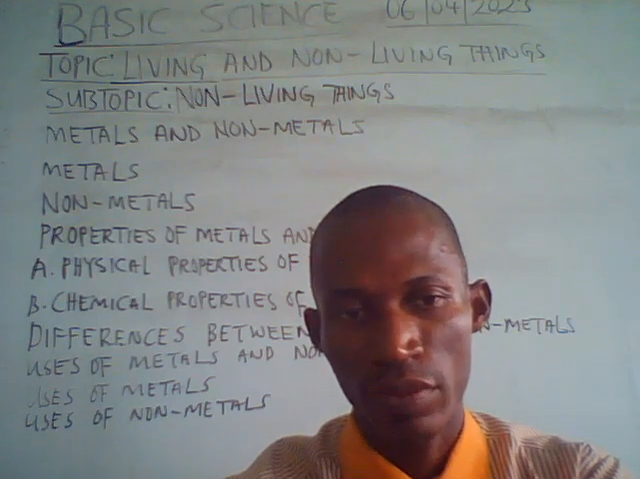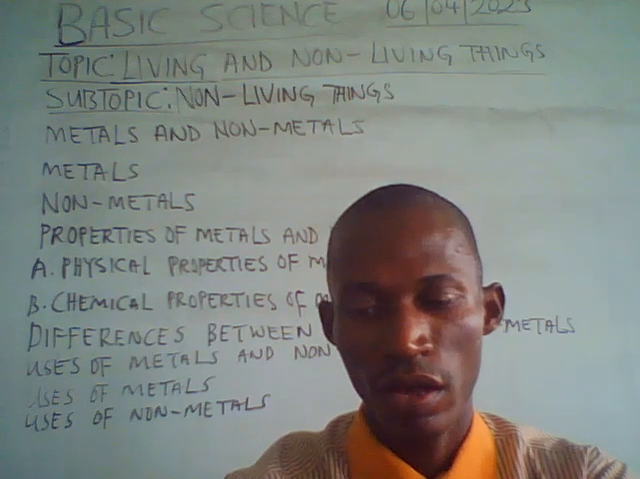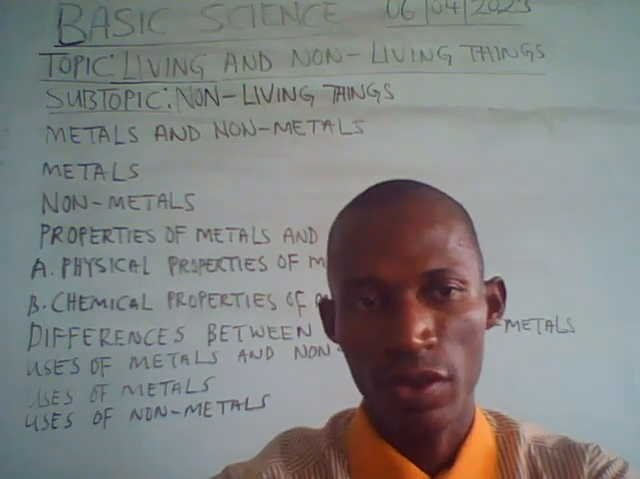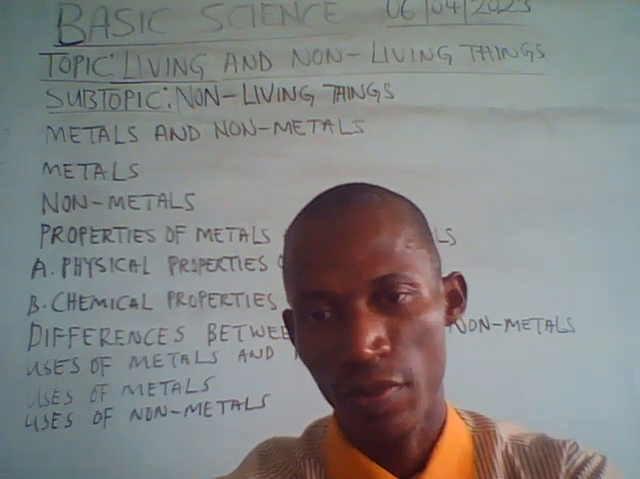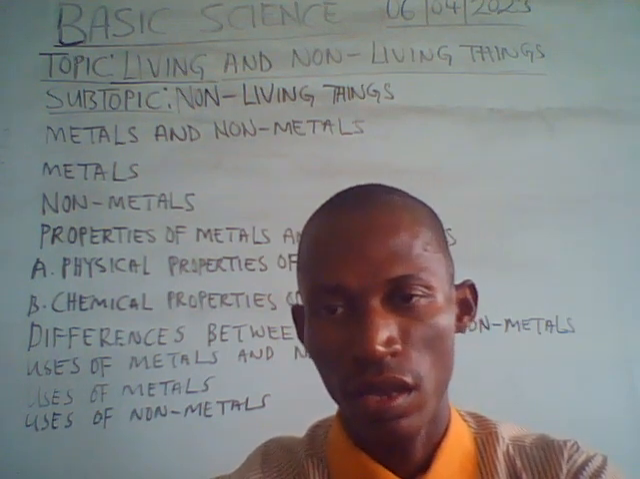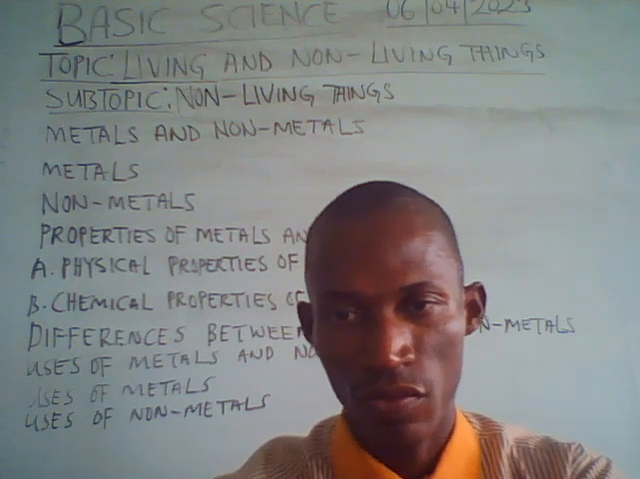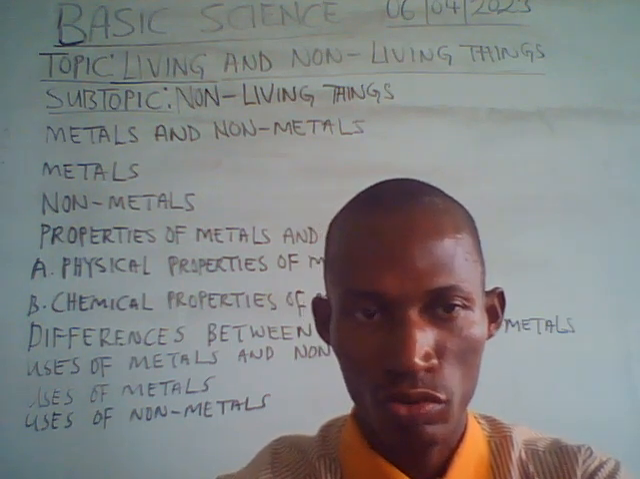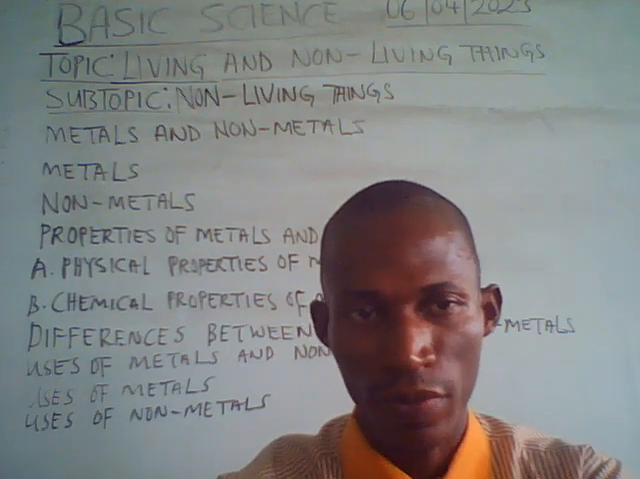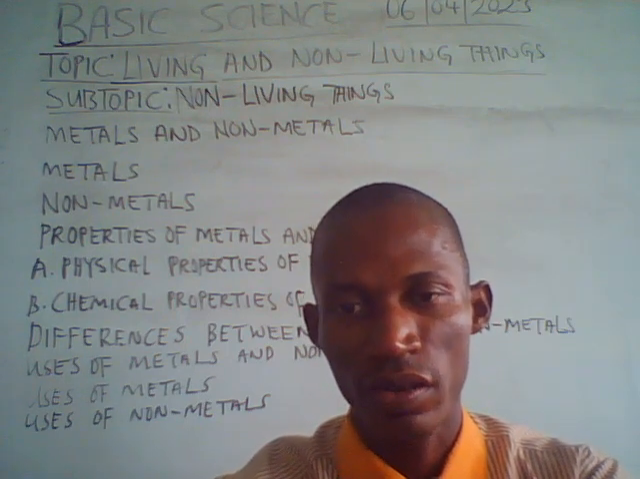Now let's look at the chemical properties of metals and non-metals. We will not look at a detailed explanation of the chemical reactions because we go into detail on that in JSS1, that is grade 10. So we'll just have a preliminary look at the chemical properties of metals and non-metals.